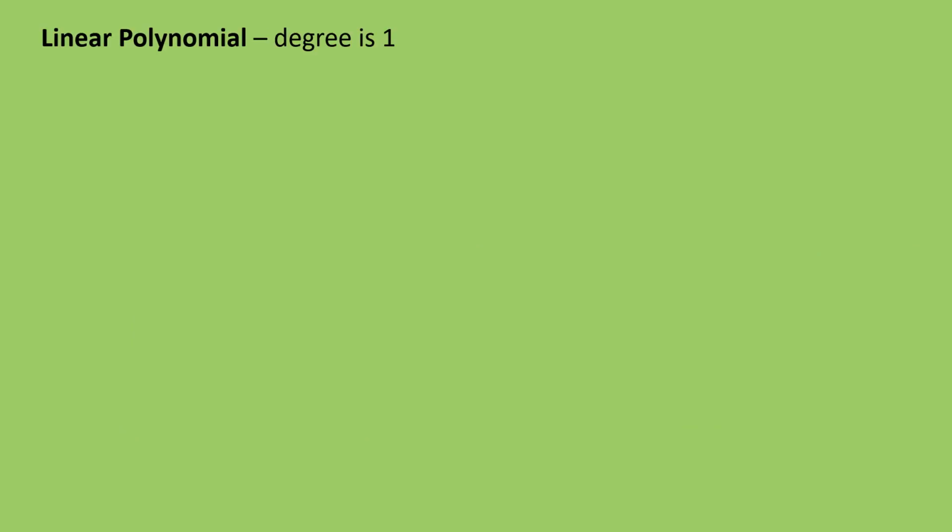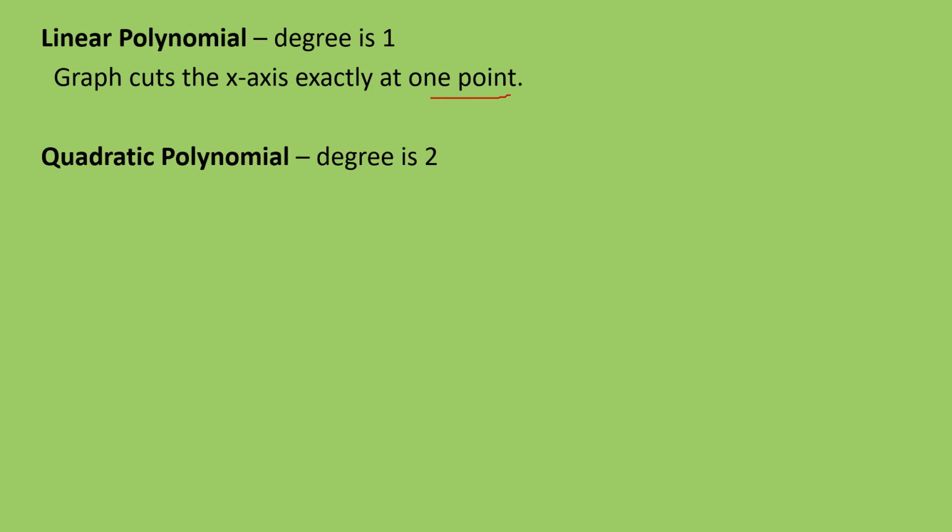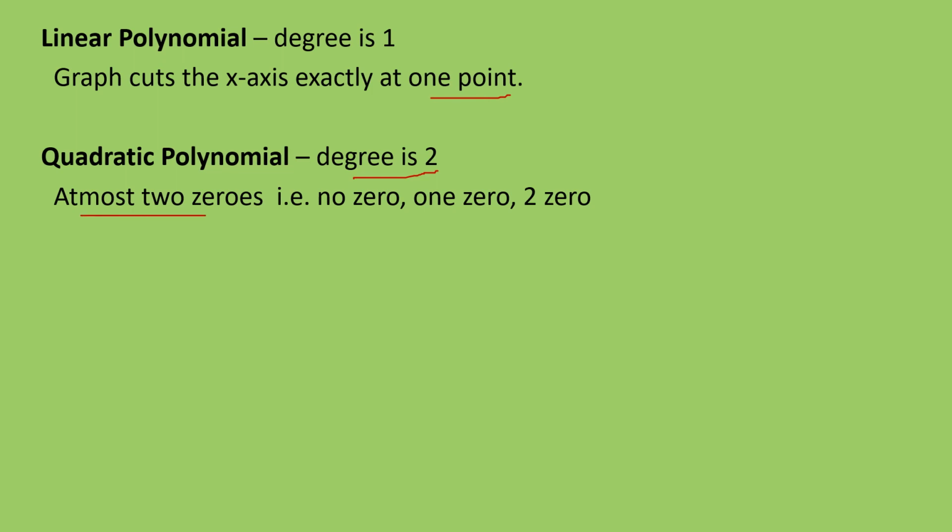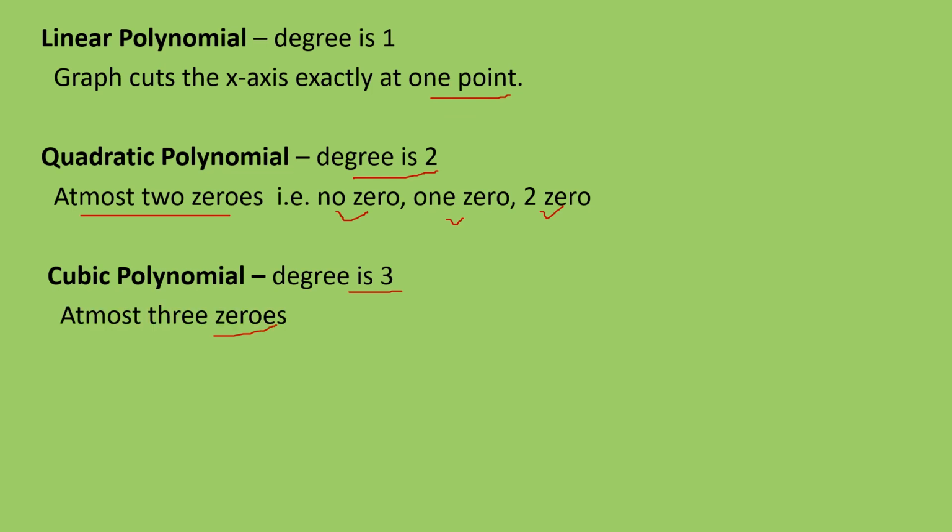So in case of a linear polynomial, we know degree is 1. That means the graph cuts the x-axis exactly at one point. So it will have only 1 zero. Quadratic polynomial means degree is 2. That means the graph will intersect the x-axis at 2 points. So at most it can have 2 zeros. At most means maximum. So it can be no zero, 1 zero or 2 zeros. This we have discussed in the last example. Cubic polynomial degree is 3. That means at most 3 zeros are there.